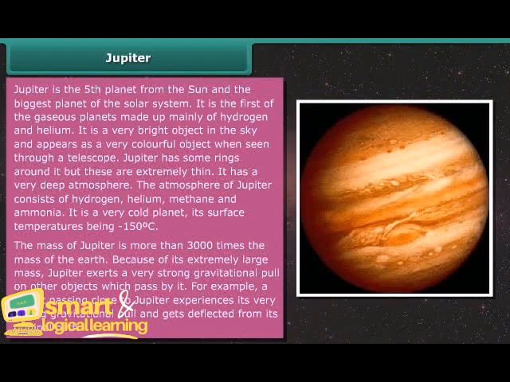Because of its extremely large mass, Jupiter exerts a very strong gravitational pull on other objects which pass it by. For example, a comet passing close to Jupiter experiences its very strong gravitational pull and gets deflected from its original path.